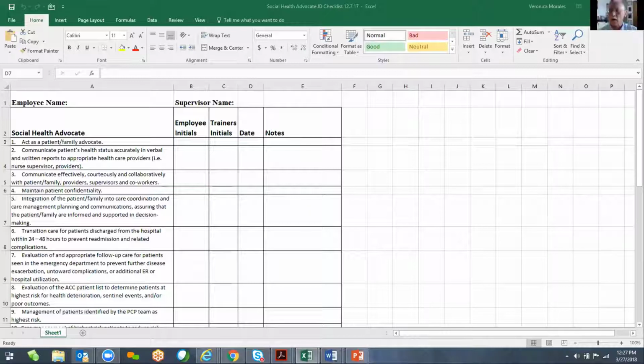Great. Thanks, Ronnie. So our next question comes from Maria Casaverde. Do you track specific metrics related to how the patient navigator work has helped to improve quality metrics? What's your patient navigator panel size?